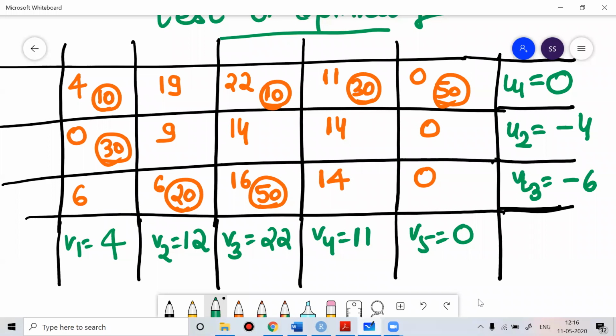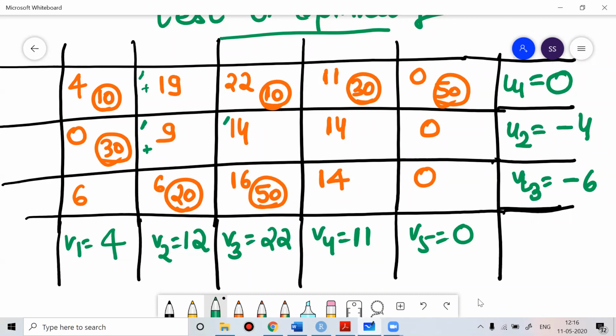So if I go to this value, 19, the total U plus V is 12. So 19 minus 12, you get a positive value. Now, if I come to this cell, that is A22. So you can see 12 minus 4 is 8, 9 minus 8, you will get a positive value. Now you can come to this cell.